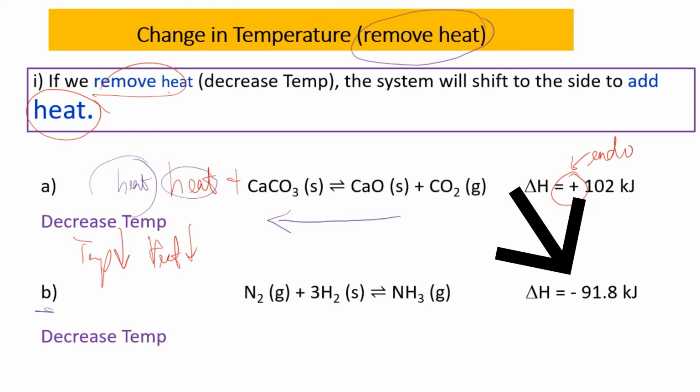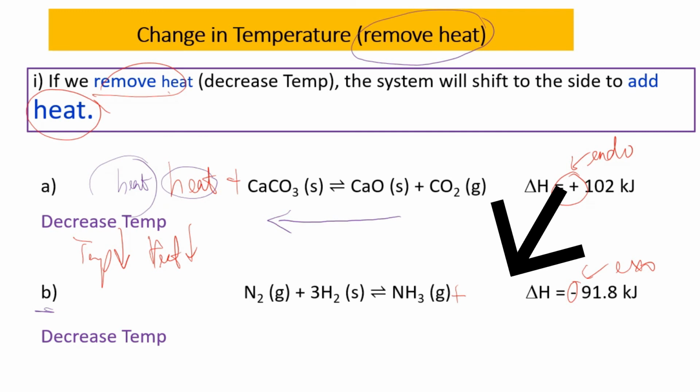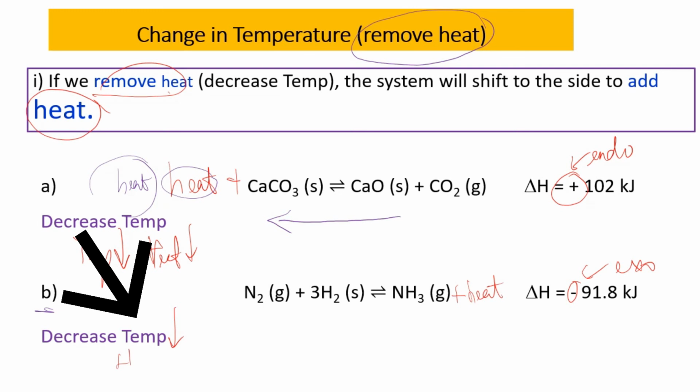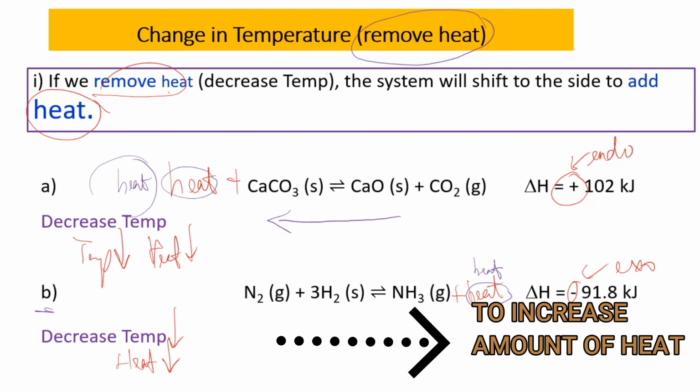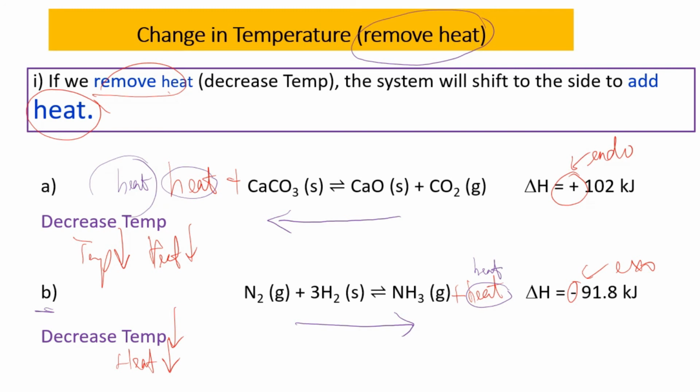Whereas for B, delta H is negative. So we know that negative is exo. So heat is regarded as a product here. And when we decrease temperature, means we decrease the amount of heat. So the heat is no more that much, but very little. We remove some of the heat. Okay, so the system tries to shift to add back the heat that is lost. So it will shift to the right hand side.